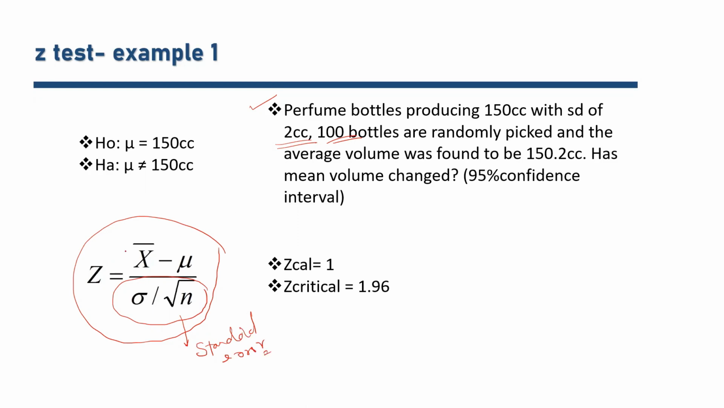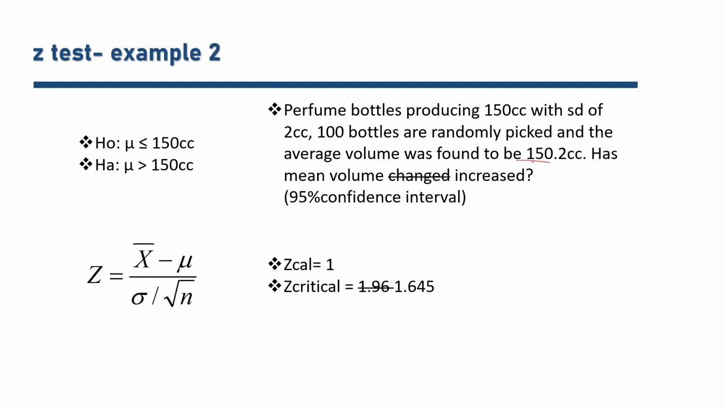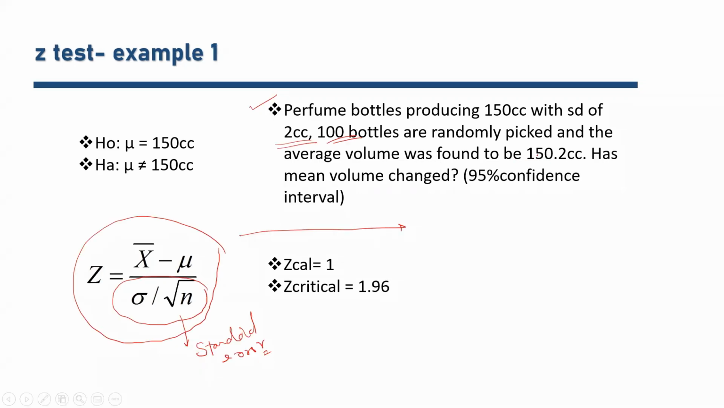So if I want to calculate the Z value, I can use this formula. X bar is this, which is going to be 150.2, minus mu. The mean is 150, divided by your standard deviation, which is 2. So you can write 2 divided by root under n.